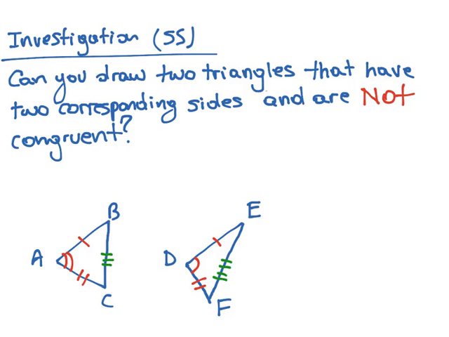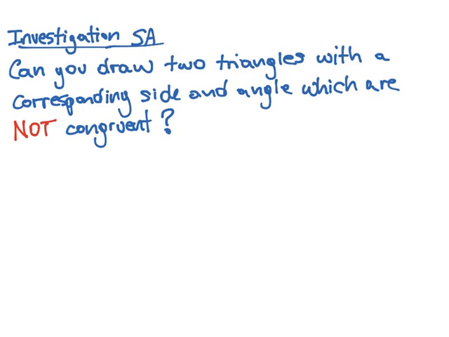Let's take a look at a different investigation. What about this investigation? Can you draw two triangles with a corresponding side and an angle which are not congruent? So we're interested in side, angle. Namely, we have a side that is equivalent and we have an angle. So again, we are trying to draw different triangles that have one angle and one side that are corresponding. So this angle right there. So let's just draw the first triangle. Let's just pick one, let's say like that.